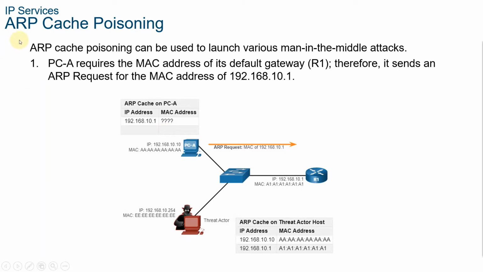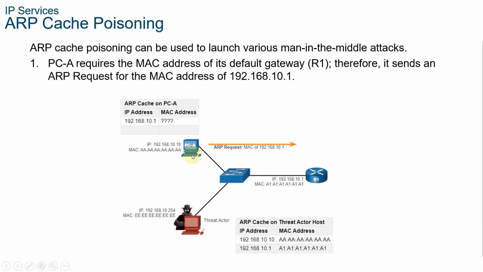Next is ARP cache poisoning. ARP cache poisoning can be used to launch various man-in-the-middle attacks. Okay, so in this diagram here, we have the ARP request. The figure shows how ARP cache poisoning works.